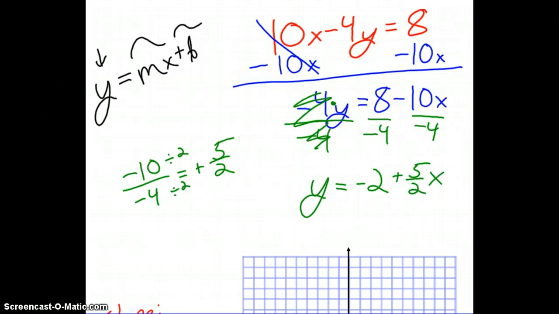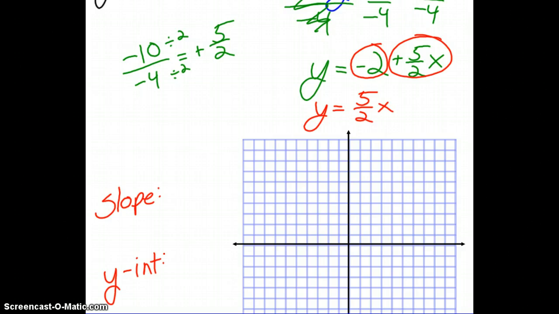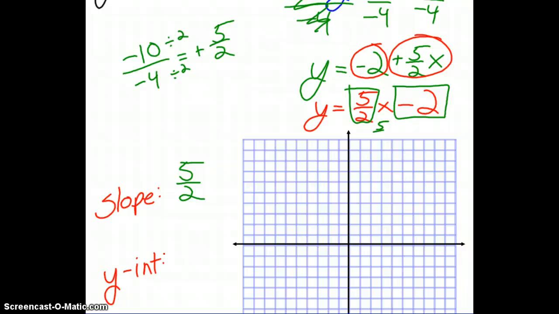Now it's pretty close to y equals mx plus b, and you could probably figure it out. But just to get it in the right format, we're going to take that negative 2 and that positive 5 over 2x and flip them. Y equals 5 over 2x minus 2. Okay, now as you can see, 5 halves is x's coefficient, so that must be our slope. Negative 2 is our constant, and again it's 5 halves x plus negative 2.